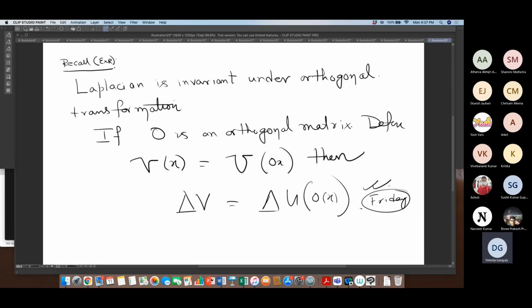The Laplacian is invariant under orthogonal transformation. That means if O is an orthogonal matrix, you know what an orthogonal matrix is, right? I define V of x as U of Ox, then the Laplacian of V of x is this. This is very simple, not a difficult one.